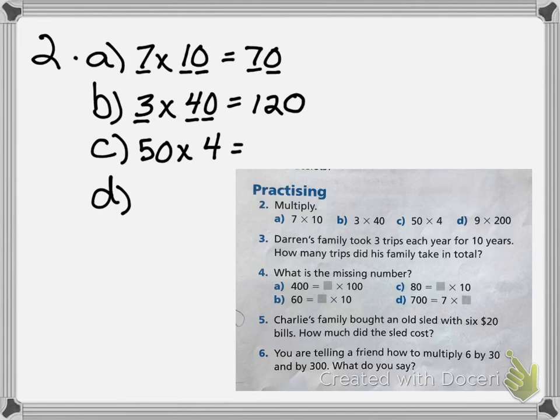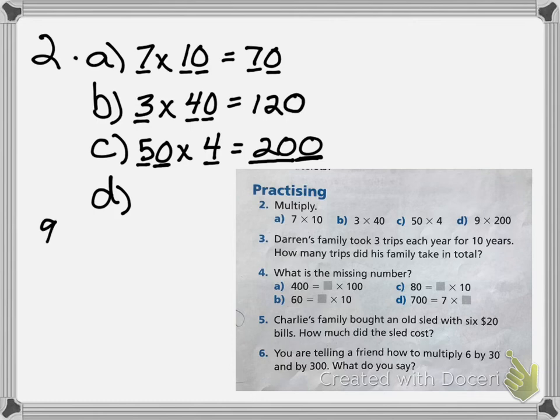Pause the video. All right, I could do this one a couple ways. So I could count by 50 4 times. 50, 100, 150, 200. That's the correct answer. Or I could say 5 times 4 is 20. So that includes the 0. Plus there's another 0 in the question. So I'm going to put another 0 right there. Works out both ways. I could also count by 4s 50 times, which I will not.